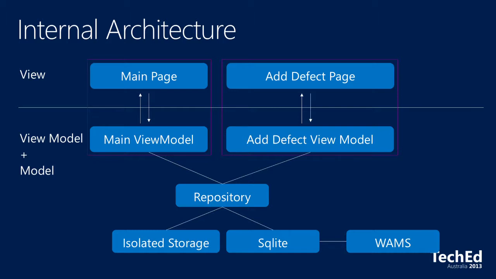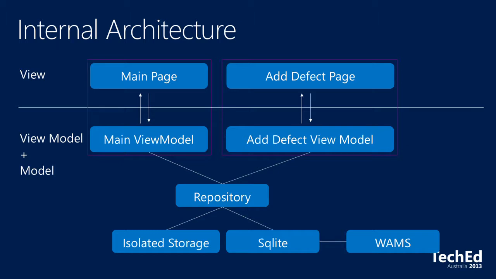We've basically got a really simple app. It's got 2 pages. So we've got a main page, which is going to list the defects that we've currently captured. And then we've got an add defect page. That's where we're going to be capturing the photo, entering some information, and then we're going to hit save and go back to the main page. To go with those, we've got the corresponding view models, which represent the current states of our pages.